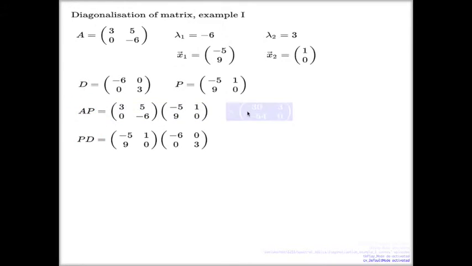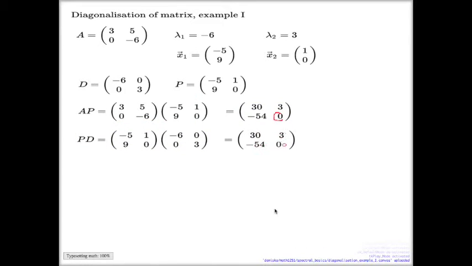Let's just do multiplication. This multiplication is, I claim, 33, negative 54, 0. Let's double check. It's this row times this column: negative 15 plus 45, it's 30. Then this row by this column, it's 3. Then last row and the first column, it's negative 6 by 9, it's negative 54, no objections here. And the last row and the last column is simply 0. So this is the product AP. This is the product PD. Let's just double check. In fact, there isn't much to a double check.